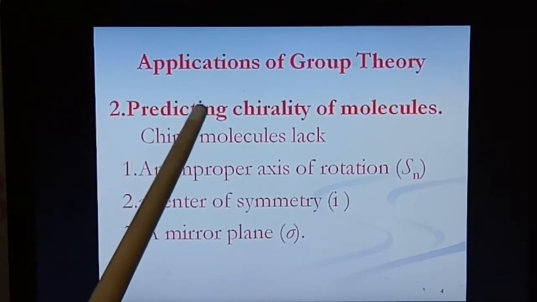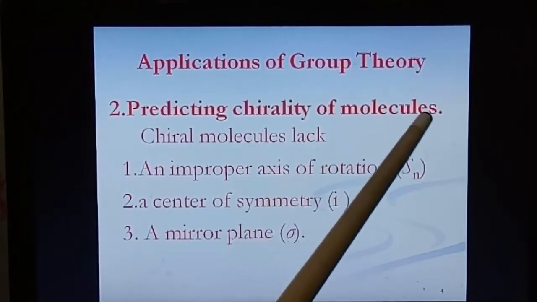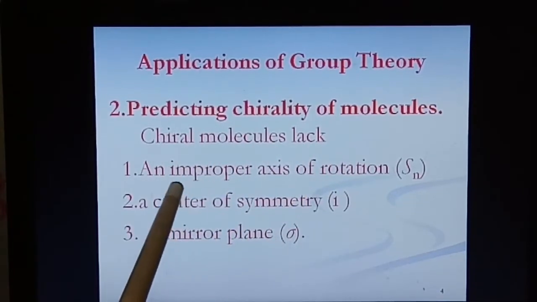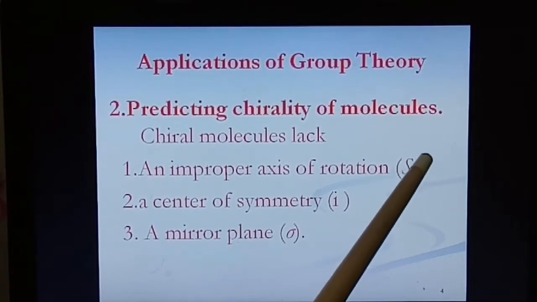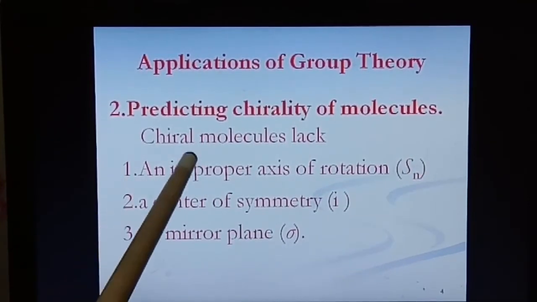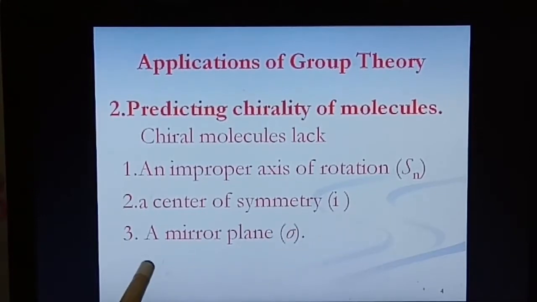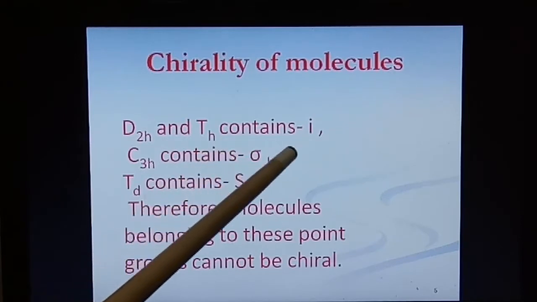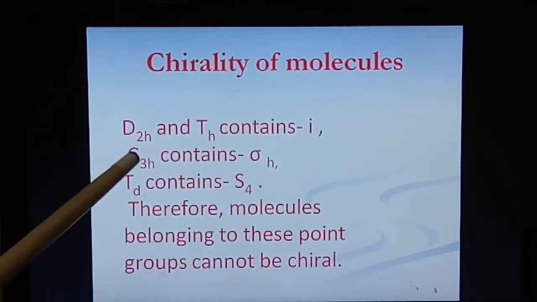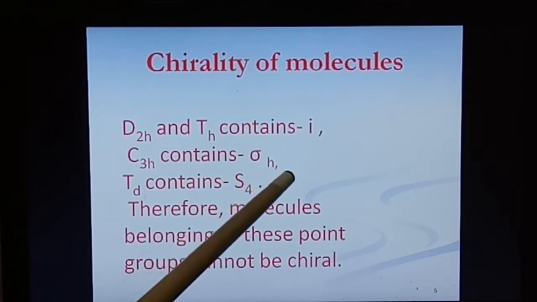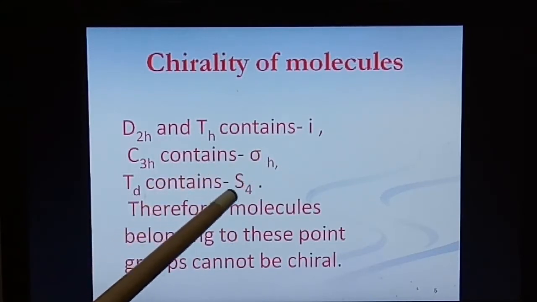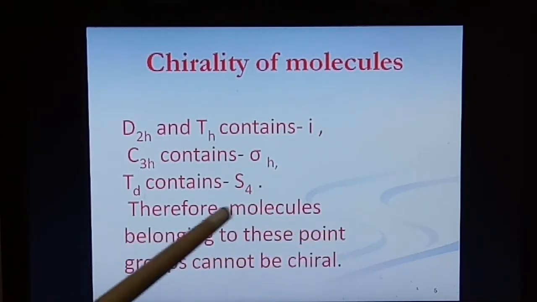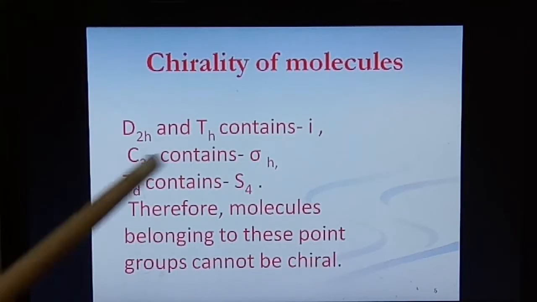The second application is predicting the chirality of molecules. Chiral molecules lack, first, an improper axis of rotation, that is Sn, second, a center of symmetry i, and third, a mirror plane sigma. D2h and tetrahedral contain i, C3h contains sigma h, and tetrahedral contains S4. Therefore, molecules belonging to these point groups cannot be chiral.